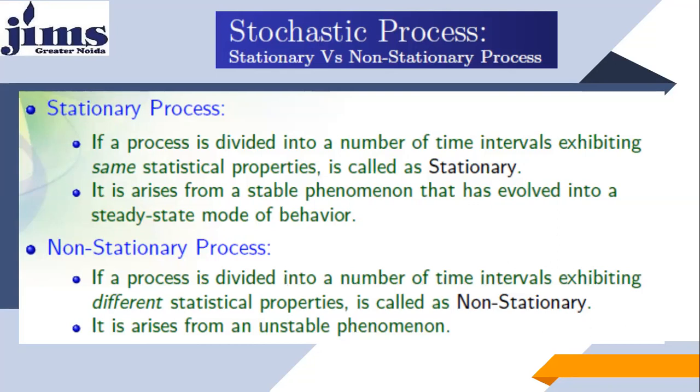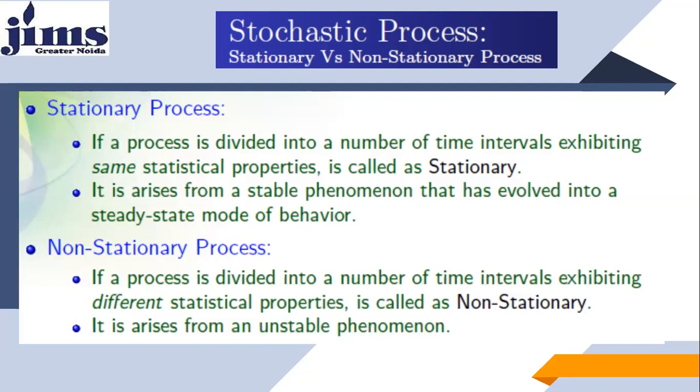So if a process is divided into a number of time intervals exhibiting the same statistical properties, and you change the time intervals, for example, if we measure the temperature from 9 to 5 and take the mean, and again you perform the same experiment but with 1 hour delay, meaning 10 to 6, again you take the mean of the temperature, both are the same. Again, delay 2 hours means start your experiment at 11 instead of 9 and finish at 7 p.m. Again, you take the mean.